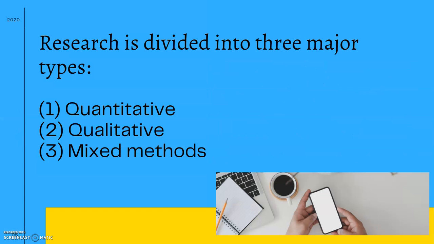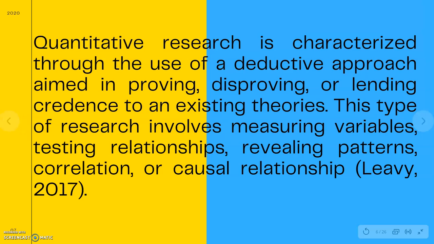Now I will discuss to you the different types of research design. So research is divided into three major types. We have quantitative, qualitative, and mixed methods. For the first type of research, quantitative research is characterized through the use of a deductive approach, aimed in proving, disproving, or lending credence to an existing set of theories. This type of research involves measuring variables, testing relationships, revealing patterns, correlation, or causal relationship.